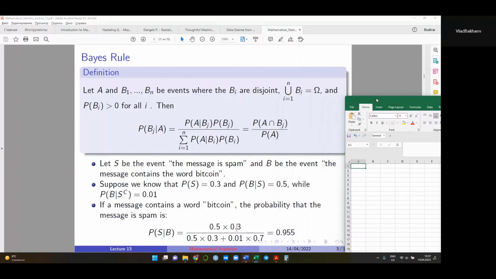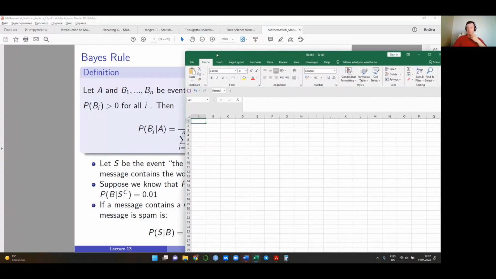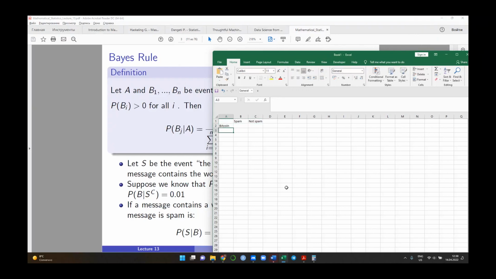Let me give you another thing that probably looks more familiar because we have been discussing the analysis of categorical data several weeks ago. And this is somehow similar to that. Look, you can build the contingency table or something like a contingency table. So for example, there is spam, not spam. There is Bitcoin and not Bitcoin.